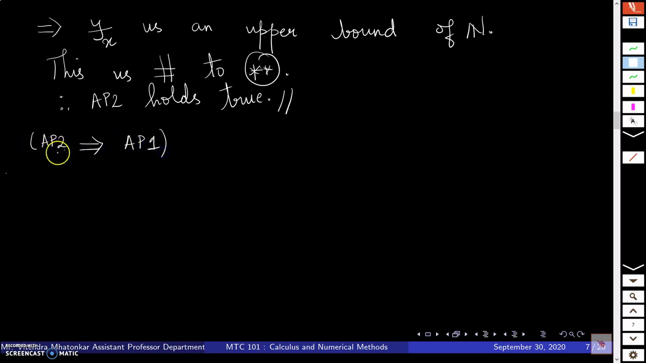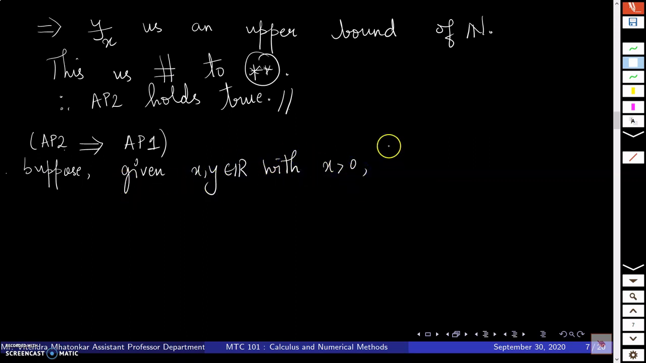So let's assume Ap2. So suppose given any real numbers x and y with x positive, if you have this, then there exists a natural number n such that nx is bigger than y. So this is my assumption. I have to show that the set of natural numbers is not bounded above. That means no matter what real number you take, that will never be an upper bound for n.